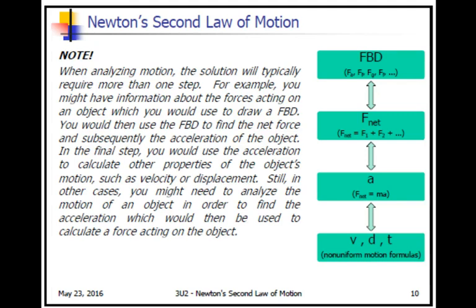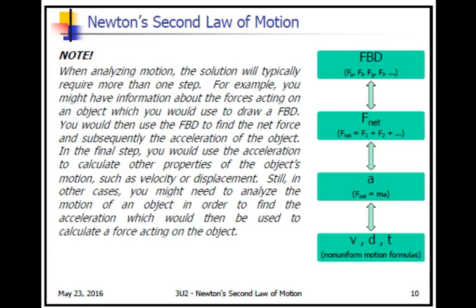Let's say in your problem, you're given a number of different forces and the mass. So you would have to start with a free body diagram to first determine what the net force would be. Then you can use F equals ma to determine what the acceleration is. And then with the acceleration, you can use the other Newtonian equations of motion to determine the missing variable v, d, or t.